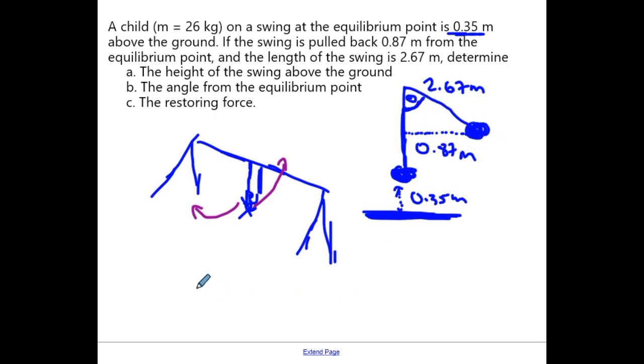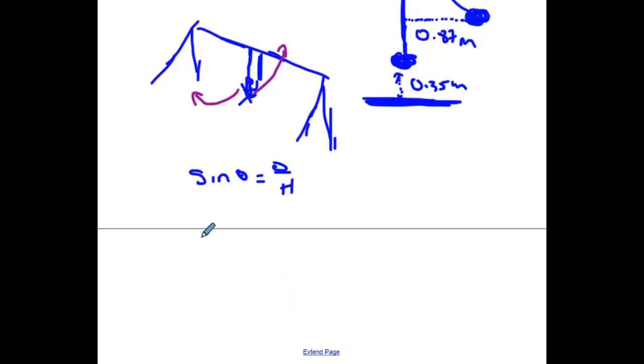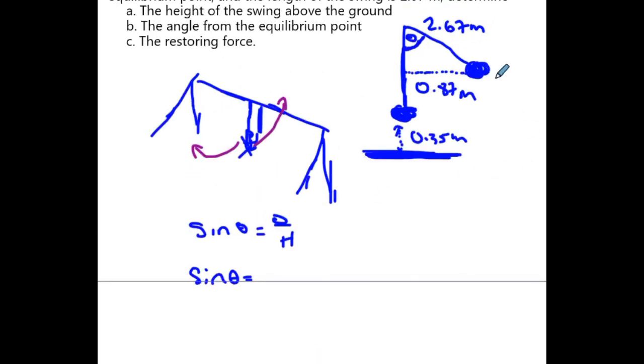The way we're going to solve it is by saying that sine of theta is equal to the opposite over the hypotenuse. Then we'll say sine of theta. Well, in this little triangle right here, the opposite of this angle is 0.87. And the hypotenuse, this is going to be a nice little 90-degree angle right there, the hypotenuse is 2.67.